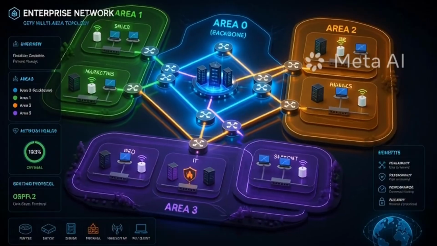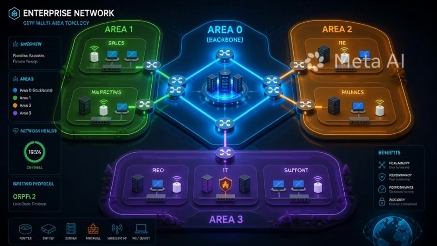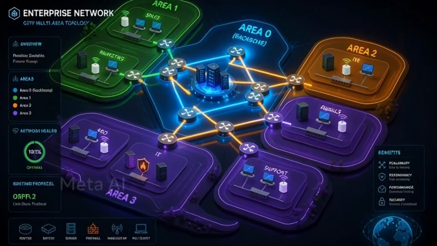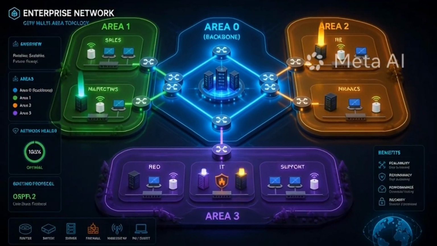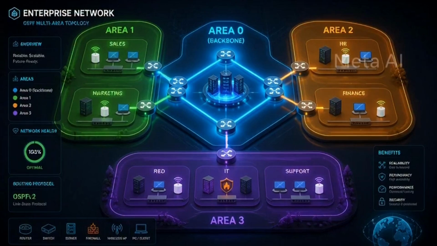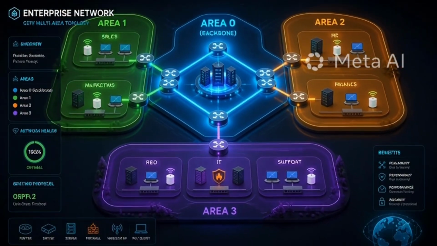Each city stores the local roads and uses this national highway system to reach the other cities. Area 0 is that highway for the system.